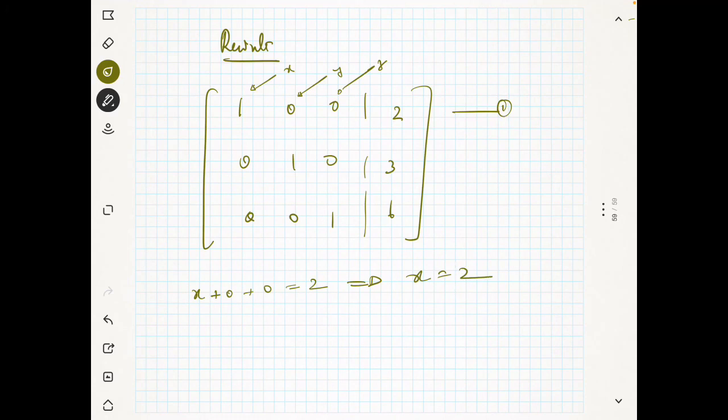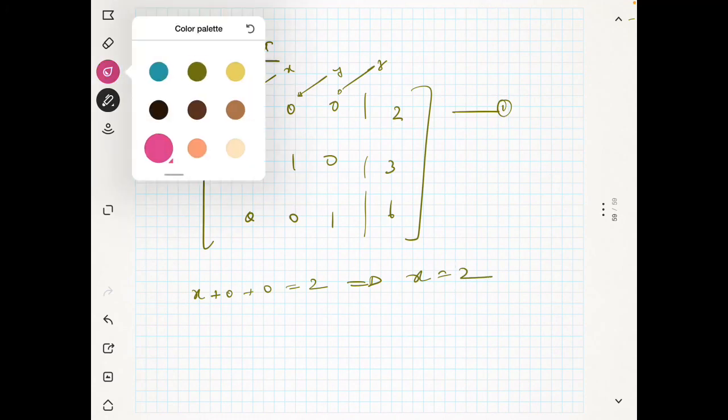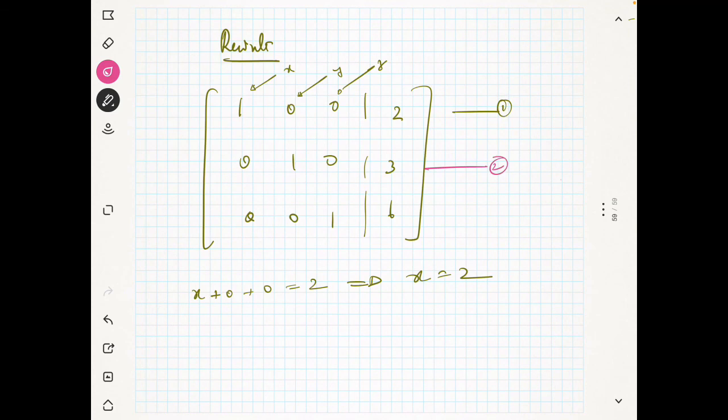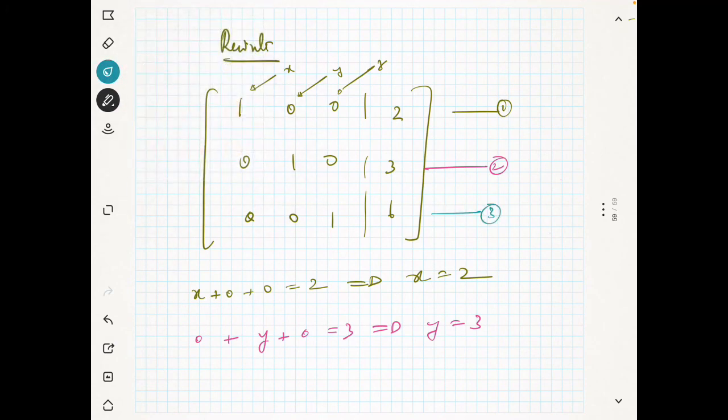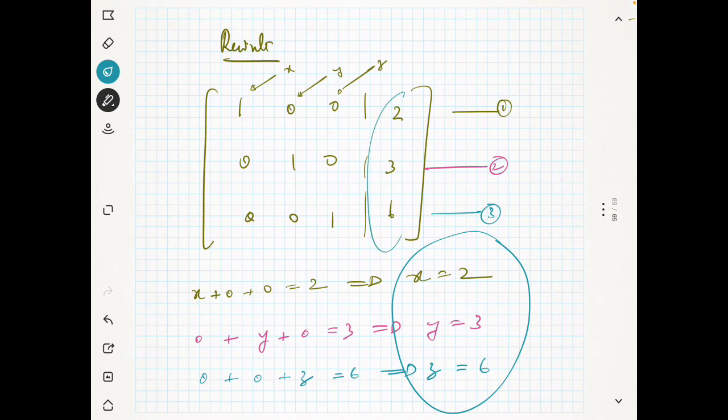Similarly, if you take the second equation, 0 plus y plus 0 is equal to 3. That means your y is equal to 3. If you take the third equation, 0 plus z is equal to 6. That means your z is equal to 6. So you got the solution. So this is giving you the solution. So this is nothing but the solution directly.